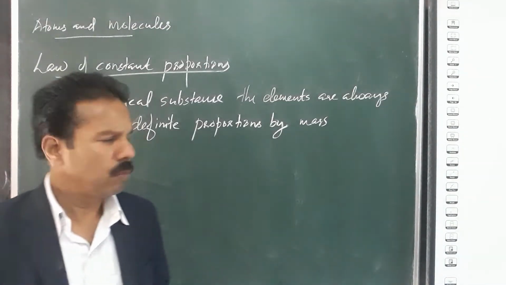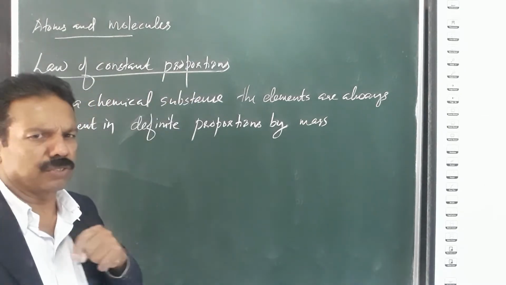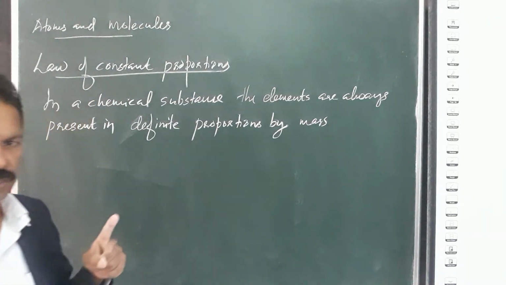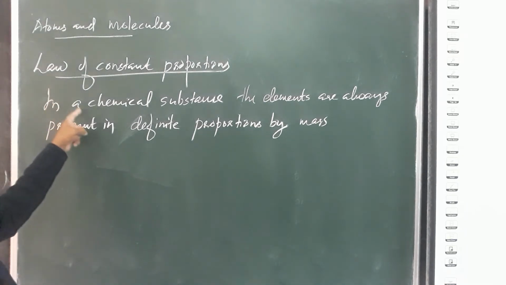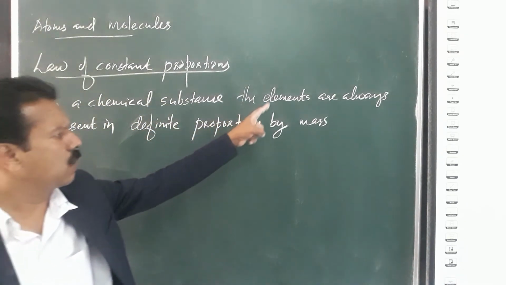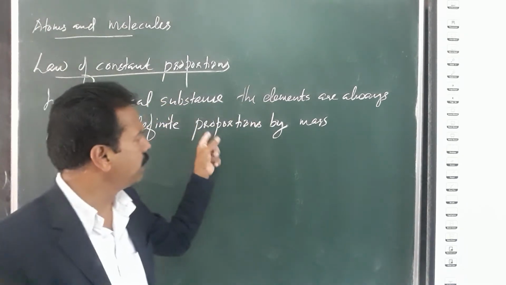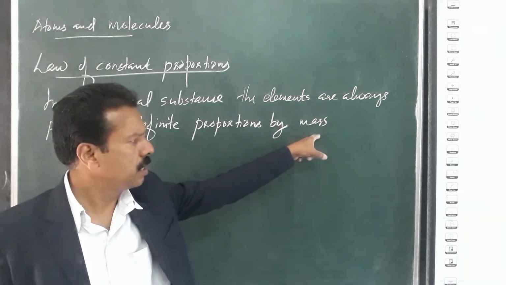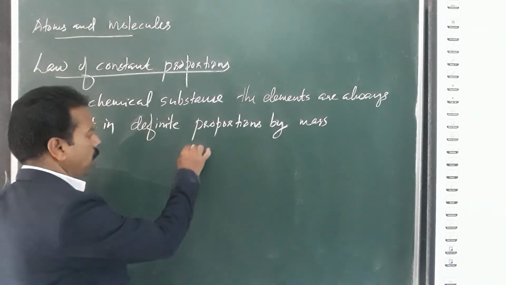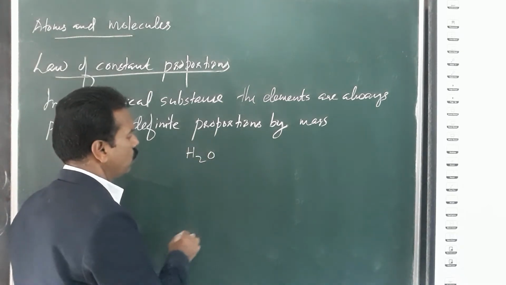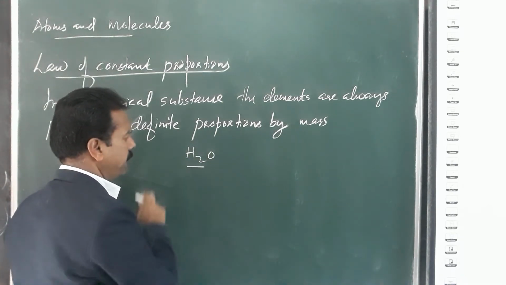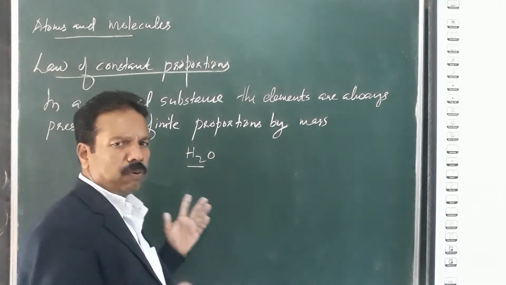Now another law, that is law of constant proportions. Law of constant proportions. In a chemical substance, the elements are always present in a definite proportion by mass. For example, water H2O, two atoms of hydrogen combining with one atom of oxygen.